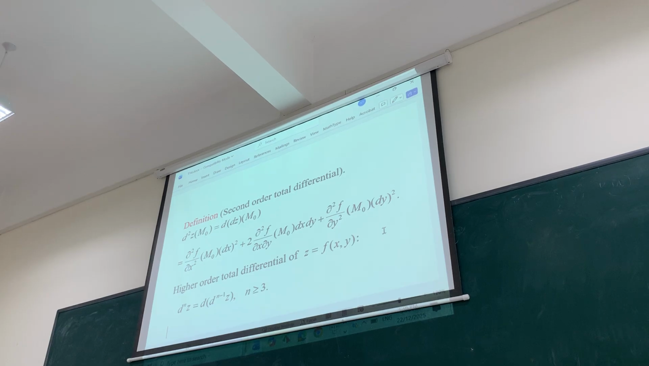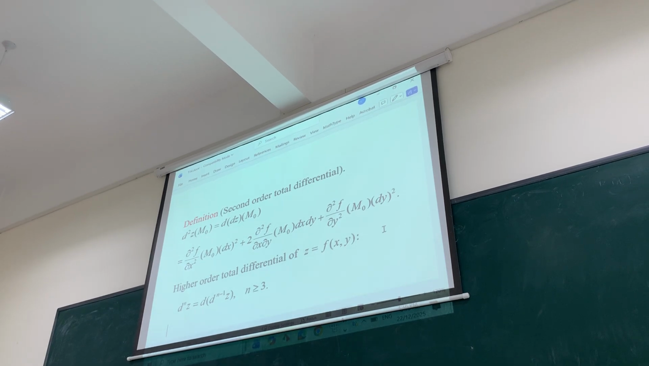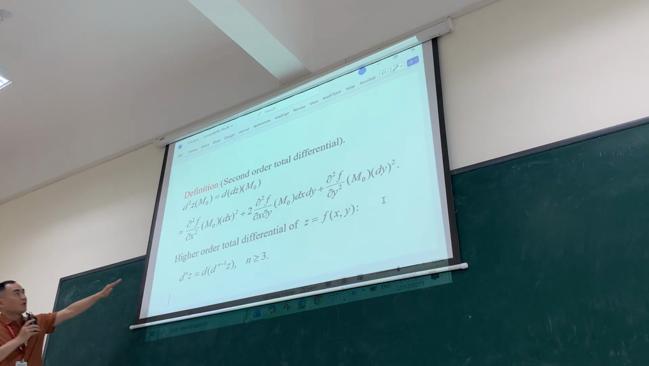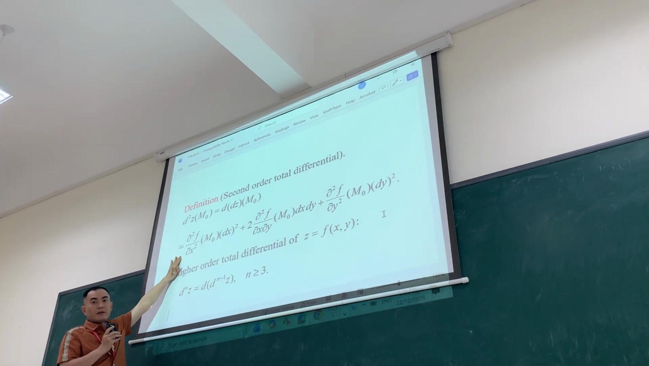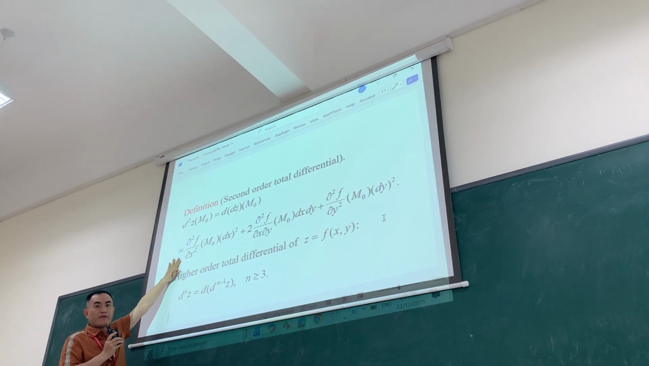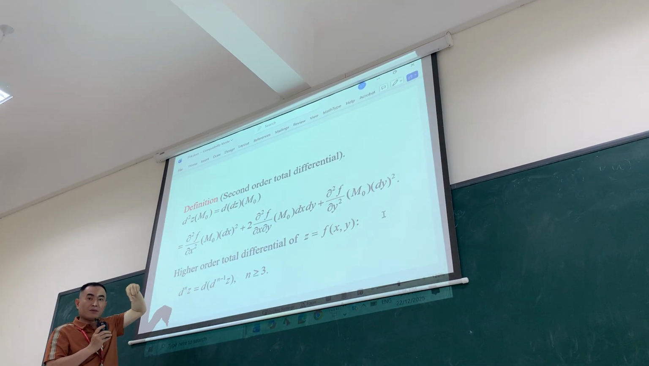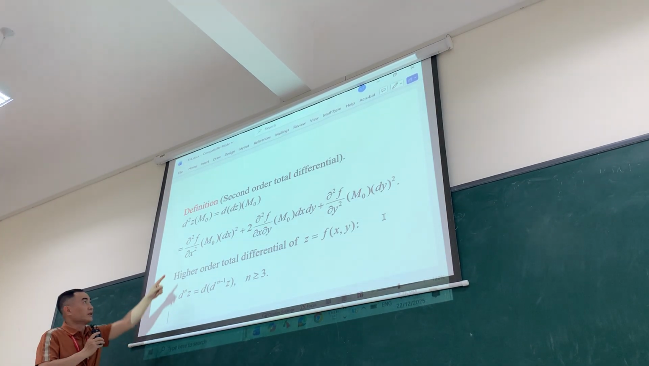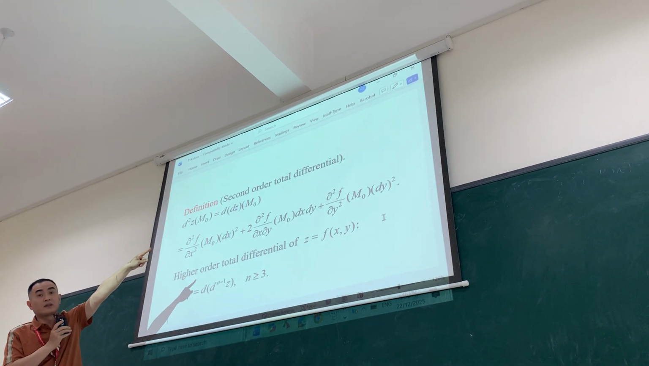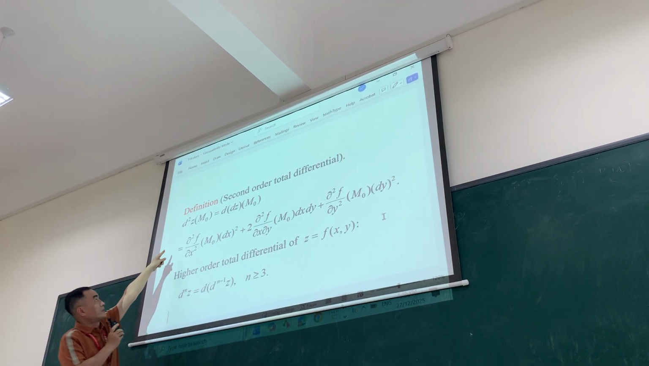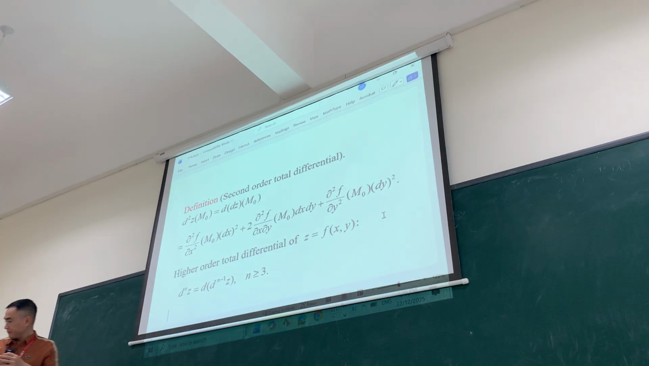15 minutes right now. We continue. I explain why we have the formula here. Why do we define this square? We reach this square, imagine, from the second order total differential. Why do we have this square?